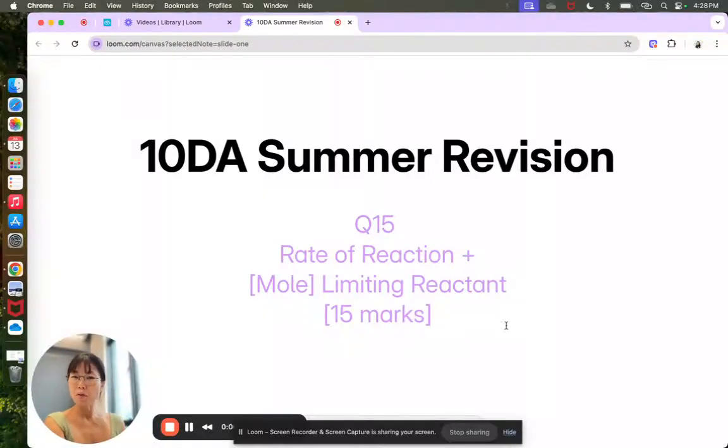Going to look into a rate of reaction question with a little bit of mole concept, and that's to identify limiting reactant. Now, hold on there, because limiting reactant, although it's a very simple concept, can be quite difficult for some students because they do not know how to get started. So let's get going with this one.